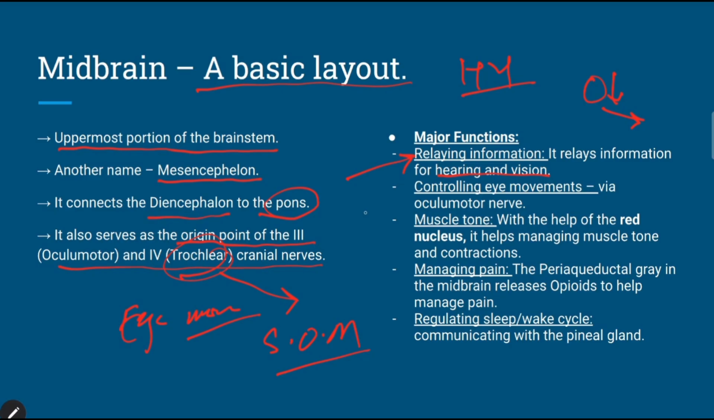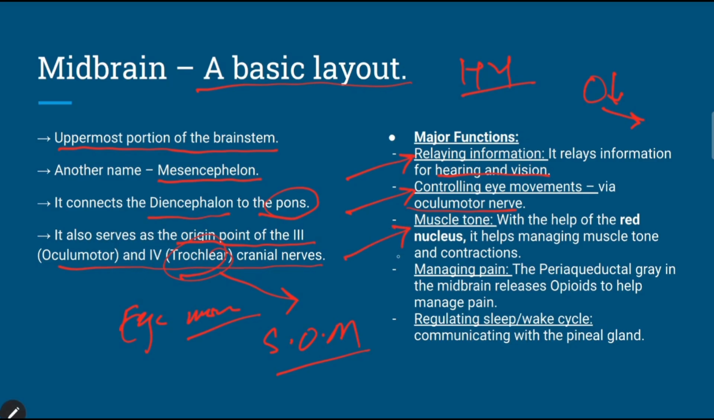Second, it controls eye movements via the oculomotor nerve. As we mentioned, the Edinger-Westphal nucleus, part of the cranial nerve 3 complex, also controls pupil constriction. Think parasympathetic innervation. A lesion here can cause a fixed, dilated pupil, often seen in increased intracranial pressure scenarios on the exam.